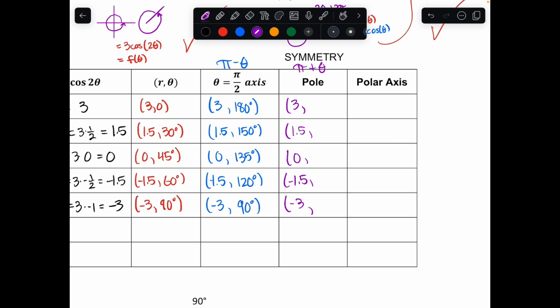So again, pi is 180 degrees, so pi plus theta, we're going to have 180 degrees plus 0 is going to be 180. And then we have 180 degrees plus 30. That's going to be 210 degrees. Then 180 plus 45, that's going to be 225 degrees. 180 degrees plus 60 degrees is going to be 240 degrees. And finally, 180 degrees plus 90 is going to be 270. Let's go ahead and plot these points now.